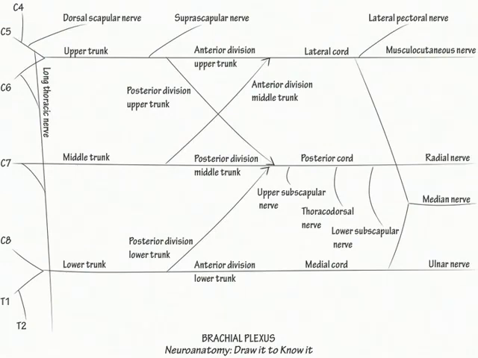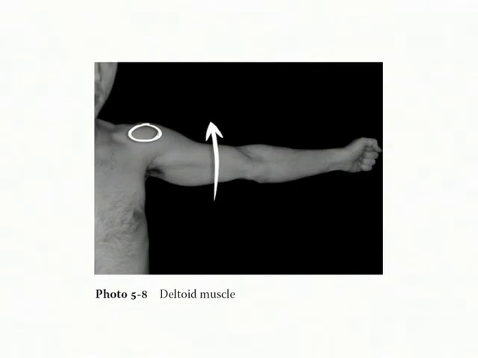Off the posterior cord, draw the axillary nerve, which innervates the deltoid muscle. While the supraspinatus muscle is responsible for the first 20 to 30 degrees of arm abduction, the deltoid muscle is responsible for the latter 70 to 80 degrees.